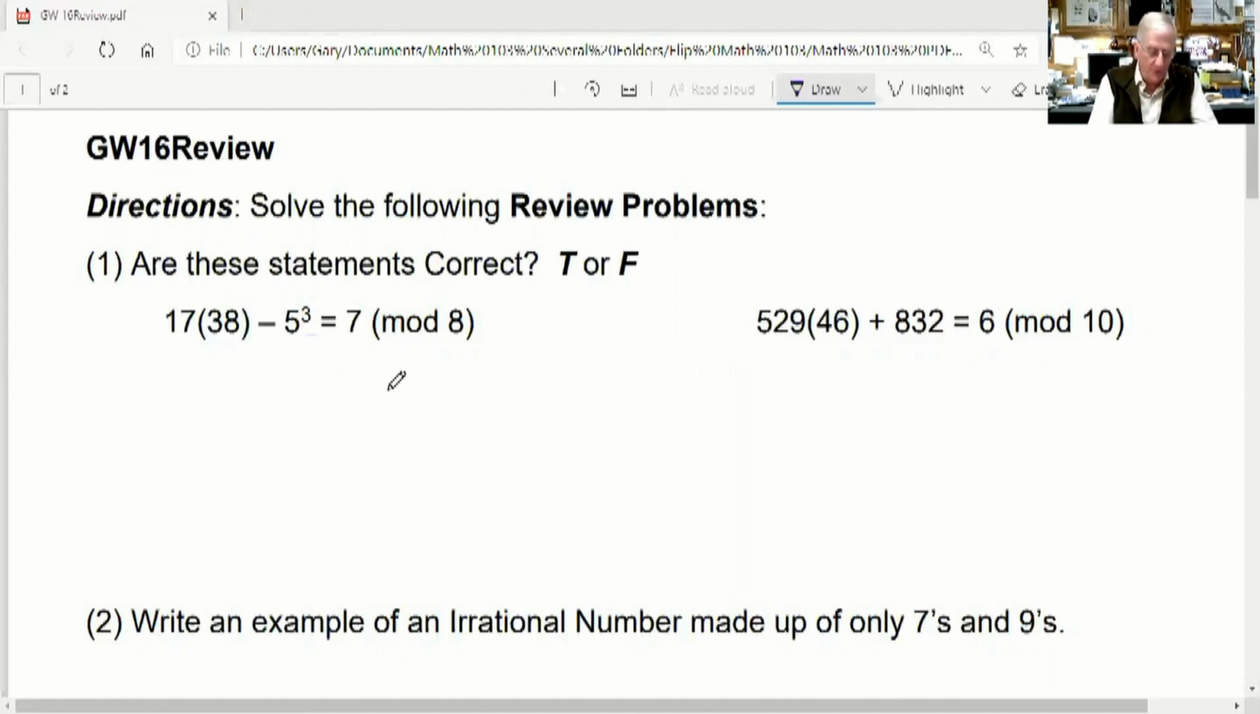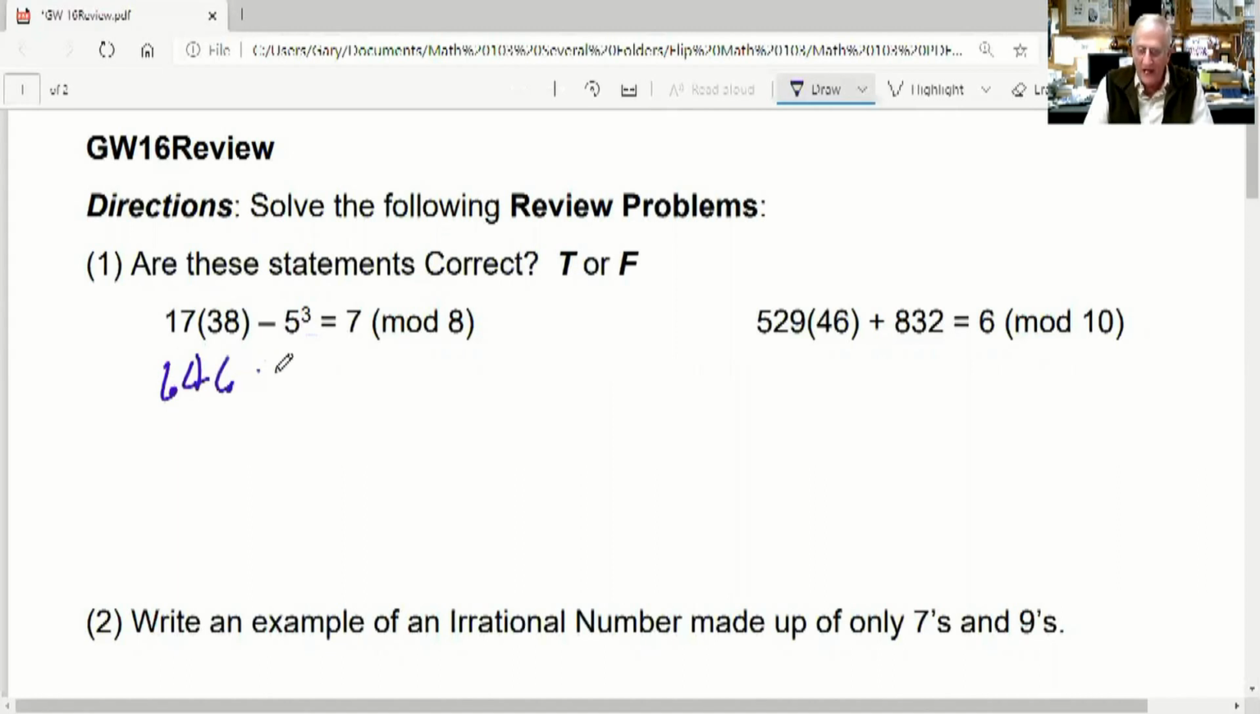So what I'm going to do first on my calculator is I'm going to multiply 17 times 38. Hopefully you have a calculator handy and you're doing all this with me. So we should be looking at 646.